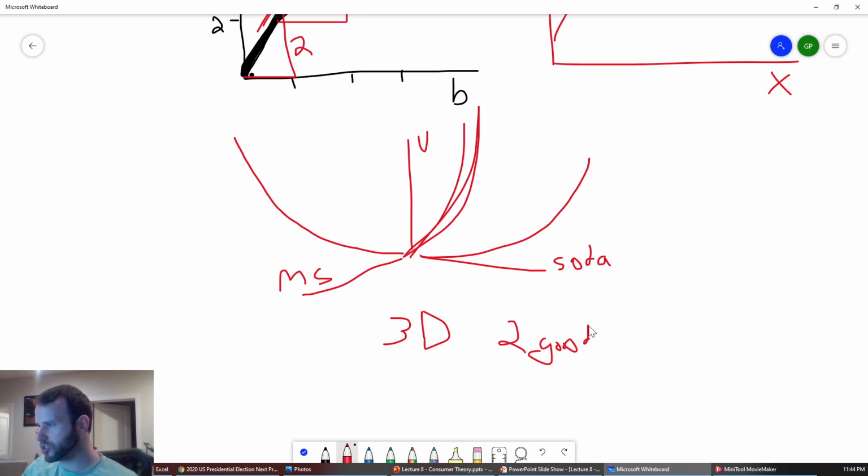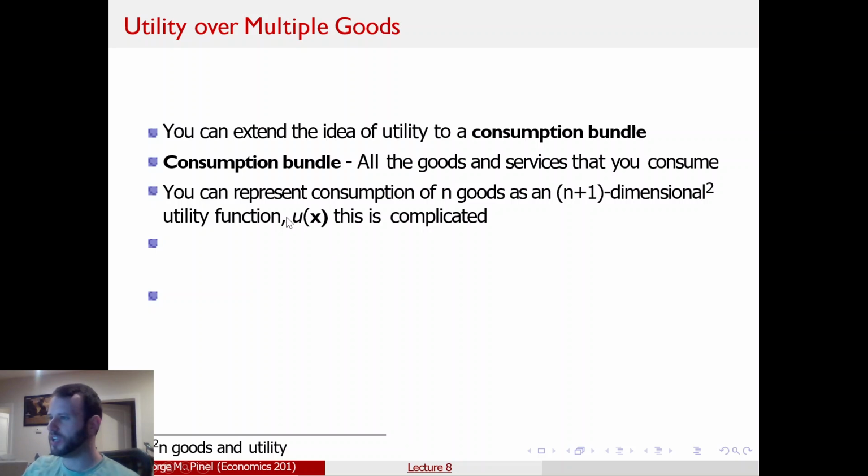So what's the third dimension? The third dimension is your utility. That's what I mean when I say representing n goods as an n+1 dimensional utility function. If you have one good, it's going to be the amount of that good you consume, and the utility you get from consuming that good. If you have 2 goods, it'll be 3 dimensions: the amount of the first good, the amount of the second good, and the utility you get from that consumption bundle of mozz sticks and beer, or mozz sticks and soda, or whatever it was. So you can represent your consumption bundle as an n+1 dimensional utility function.